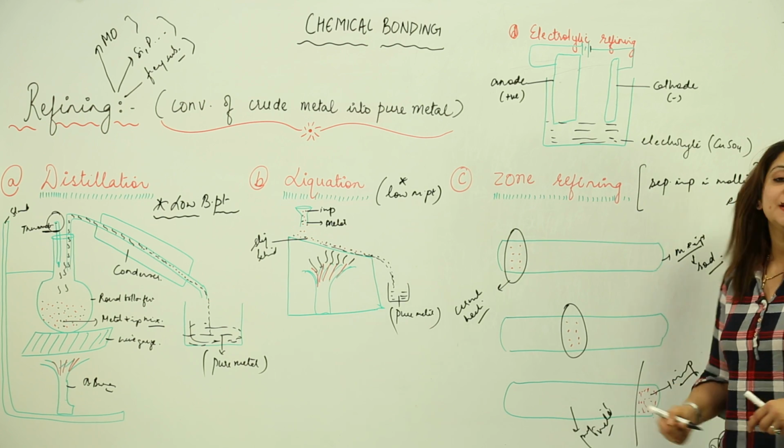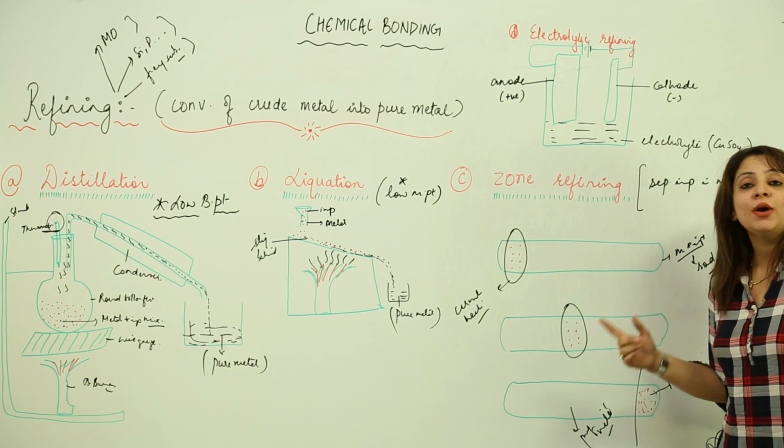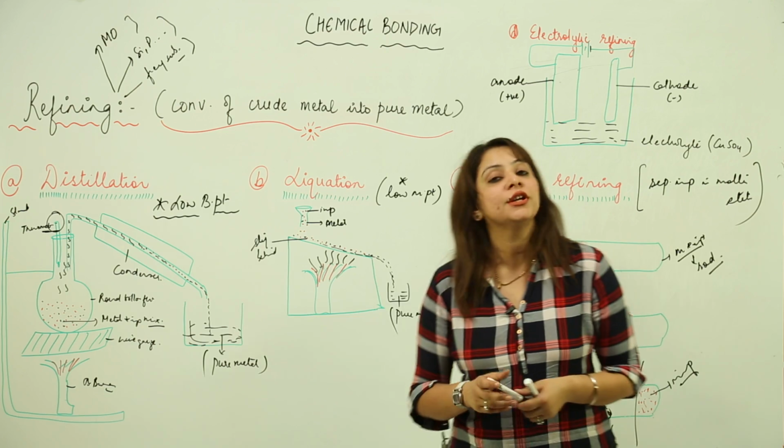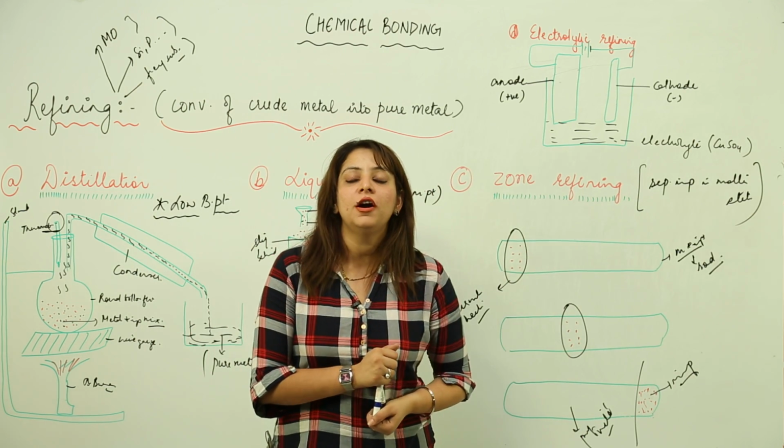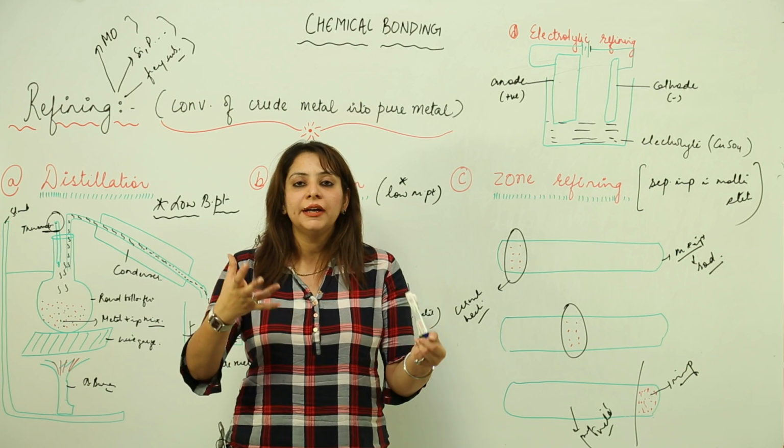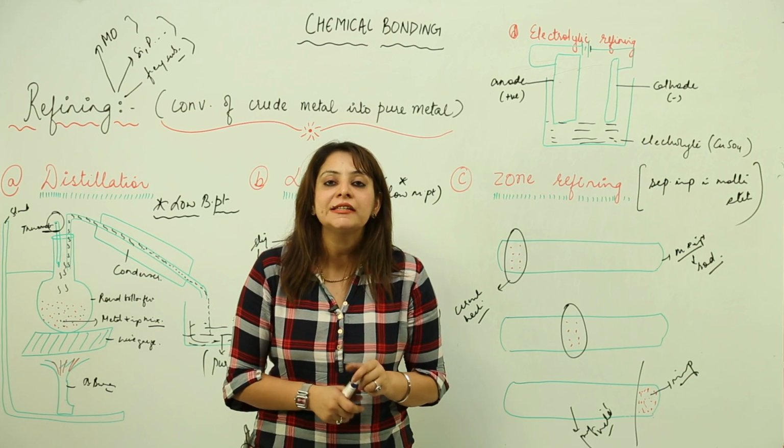So by this method we can do it, but again you have to keep in mind that zone refining is employed for the metals in which the impurities can be extracted in a molten state.